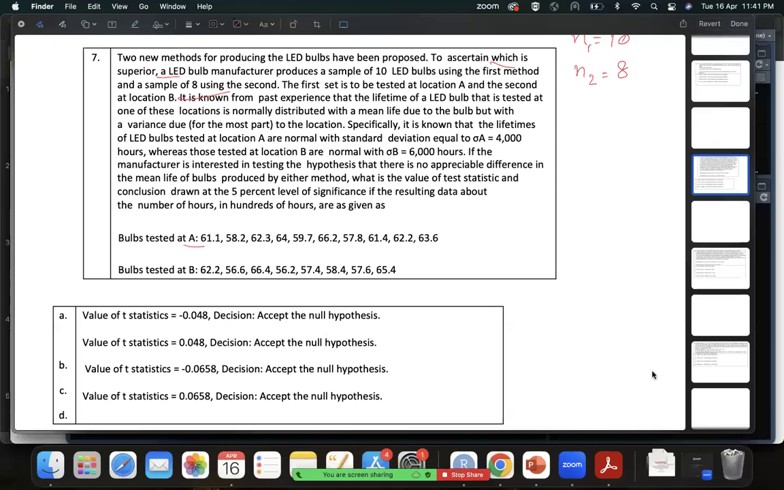It is known from past experience that the lifetime of a bulb that is tested is normally distributed with a known mean and variance. The standard deviation of A is given as 4000, so sigma A square would be 4000 square. Sigma B square is also given as 6000 square.